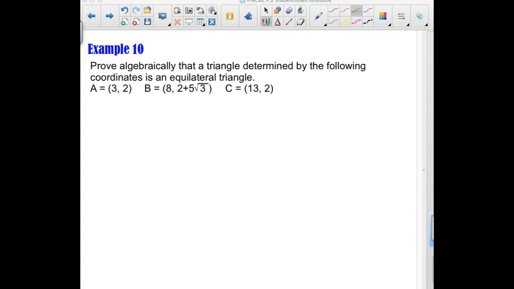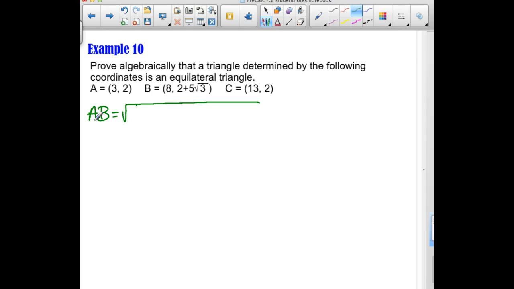All right, our last example says, prove algebraically that a triangle determined by the following coordinates is an equilateral triangle. Equilateral means all sides are the same length. So let's start out with AB and find the length of that.